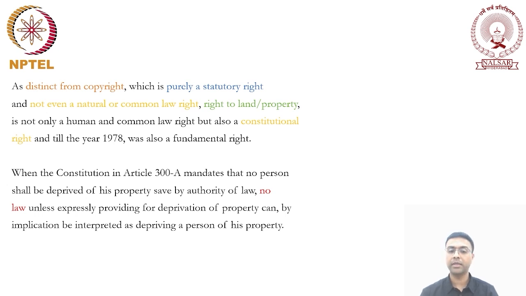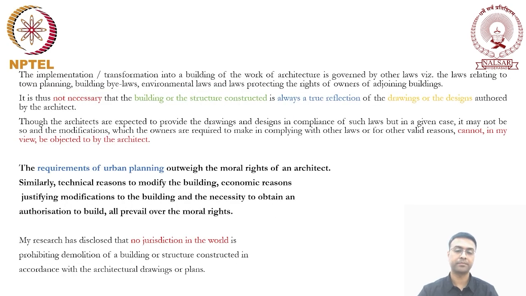As distinct from copyright, which is purely a statutory right and not even a natural or common law right, right to land or property is not only a human and common law right, but also a constitutional right. Until the year 1978 it was also a fundamental right. When the Constitution in Article 300A mandates that no person shall be deprived of his property save by authority of law, no law, unless expressly providing for deprivation of property, can, by implication, be interpreted as depriving a person of his property.